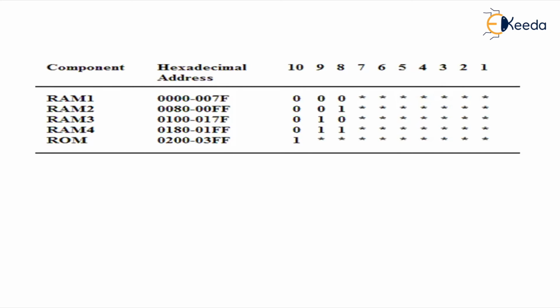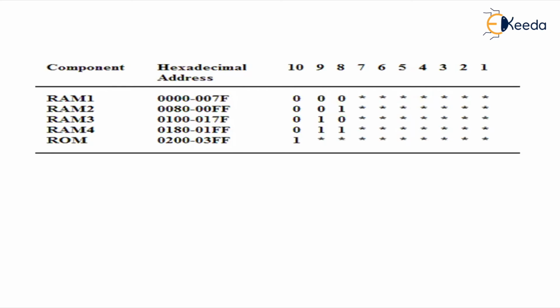Here in the component column we have RAM 1, RAM 2, RAM 3, RAM 4 and then ROM. In the hexadecimal address, we have the address starting with an 8-bit code, which goes from line 10 to 9. For example, RAM 1 has 0000 to 007F. When it comes to the address lines, only 10, 9 and 8 are indicated as zeros, and the rest are considered as null.